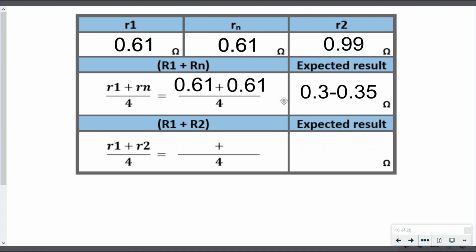Okay, and then for stage 3, we were looking for the R1 plus R2 value. We take that same R1 value, that's 0.61, and we take the R2 value, 0.99, plug it into the calculation, and divide it by 4. We're expecting a result of 0.4, and in the real world, 0.4 to 0.45 again through the switch.